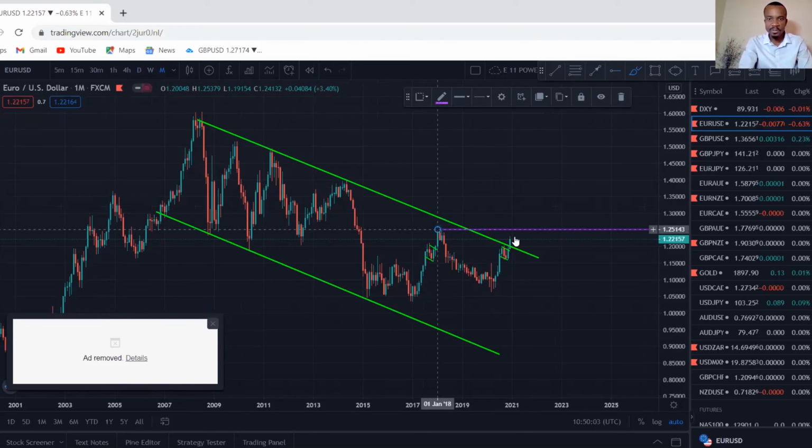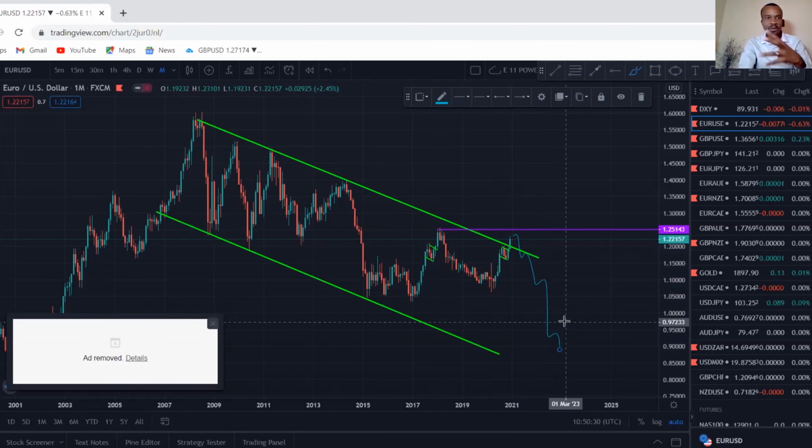So price might come and test this level before it drops to the downside. If price doesn't break that level, we anticipate that price might decide to come and test this level here, and then drop to the downside, or back in this channel, form some head and shoulders, and then move like that to the downside. So that's what we're anticipating on a long term.